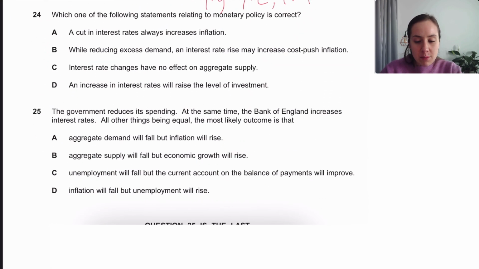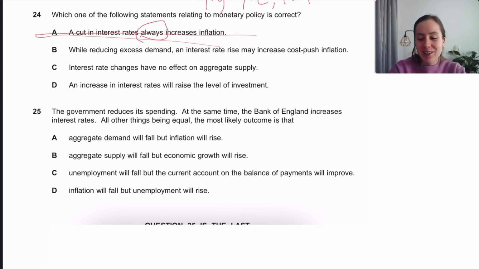Which statement relating to monetary policy is correct? A cut in interest rates always increases inflation. Doesn't always. Watch out for that word. I'm just going to cross that out, even though it might sound convincing. While reducing excess demand, an interest rate rise may increase cost push inflation.